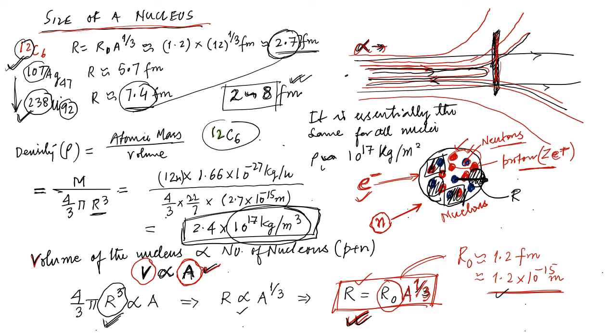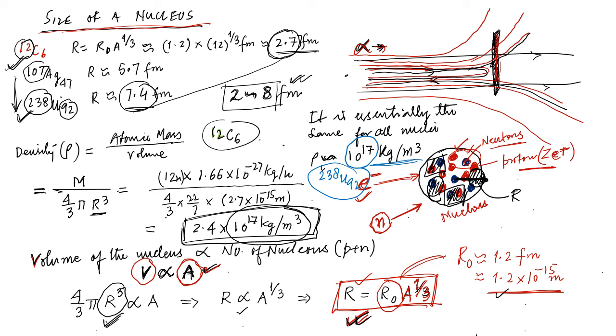That means the nuclear density will be of the order of 10 to the power 17 kilogram per meter cube. If you try to calculate the nuclear density of uranium 238, 92, you will find that the order comes out to be 10 to the power 17 kilogram per meter cube. So if someone asks you the order of the nuclear density, it has to be 10 to the power 17 kilograms per meter cube.